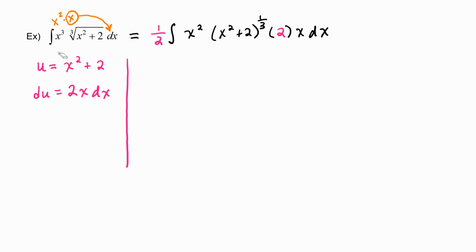So now all we've done is reorganize this original integral in terms of x, move things around. So we have an x squared here times an x, which takes the place of this x cubed in the original integral. We have the cube root of x squared plus 2, which is here, and we have the dx, which is here. Now we've inserted 1 in the form of 1/2 times 2.